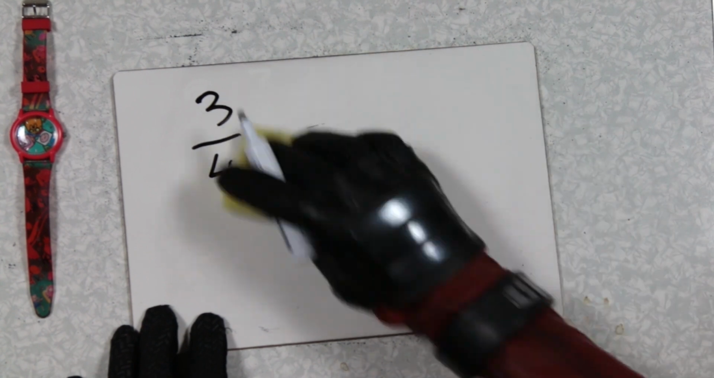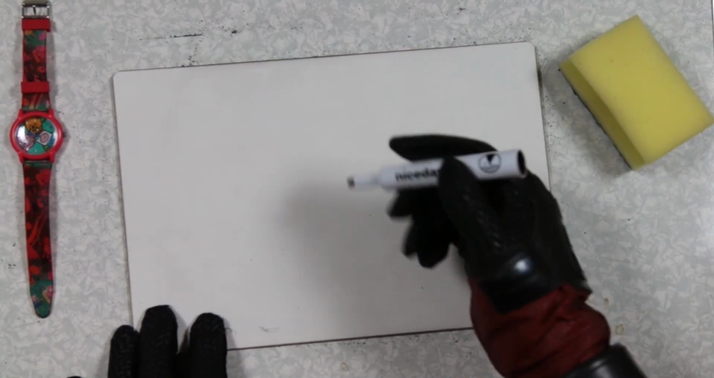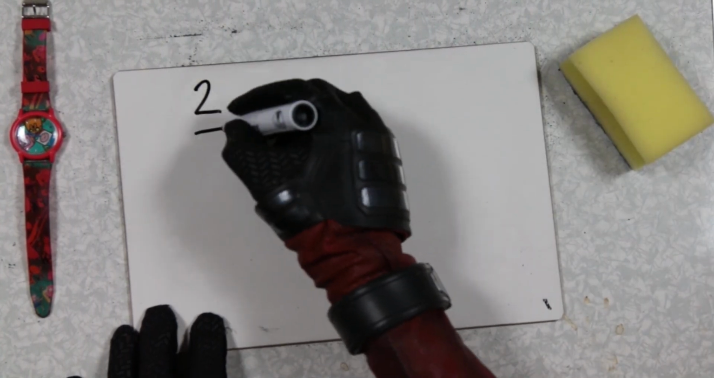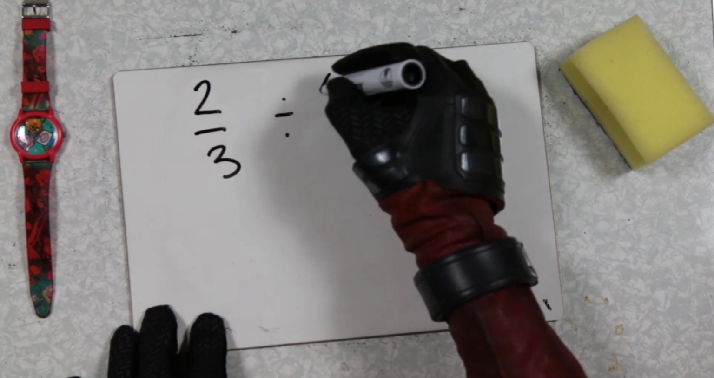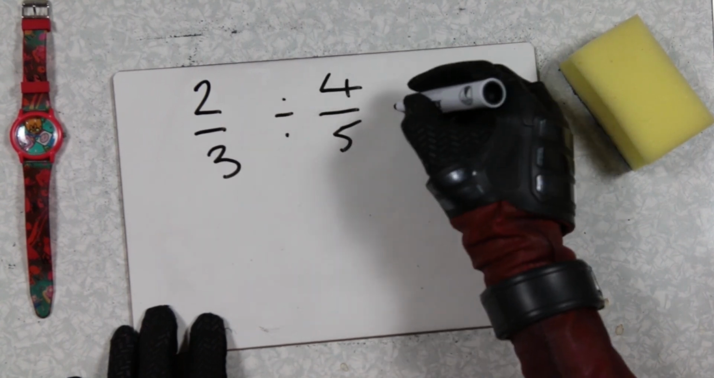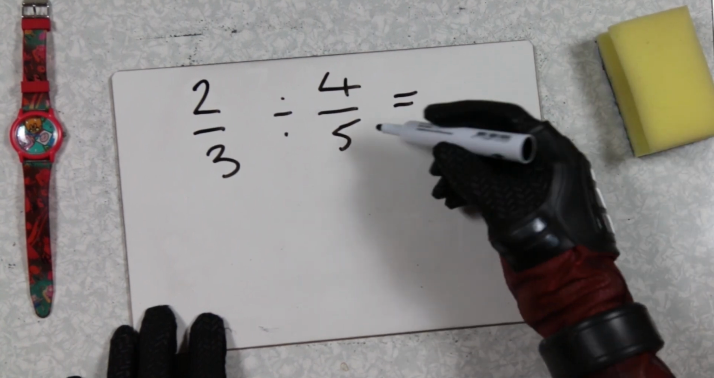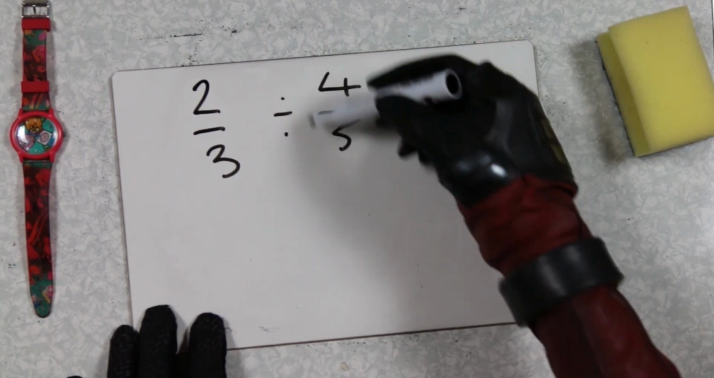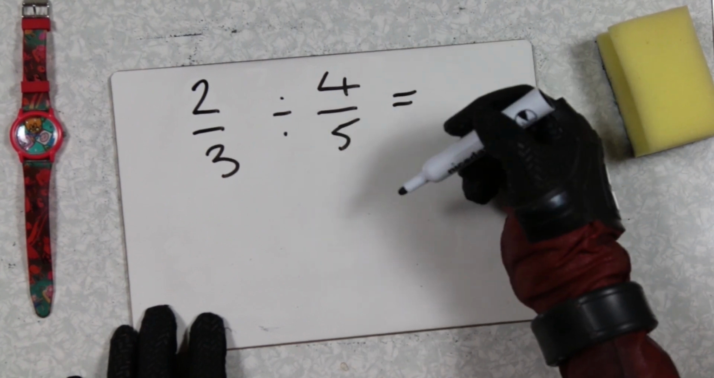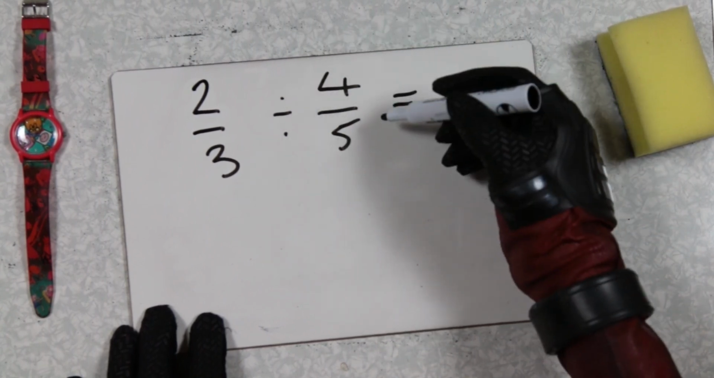Now, dividing is a little bit trickier. Let's say we have 2/3 divided by 4/5. We actually need to do one extra step. What we need to find here is what is known as the reciprocal of this fraction here. To get the reciprocal, we flip this fraction over.